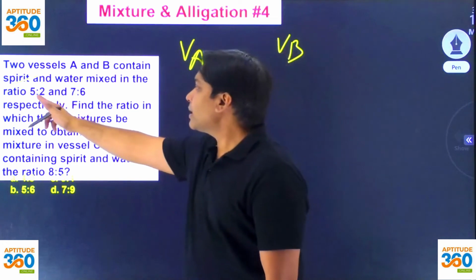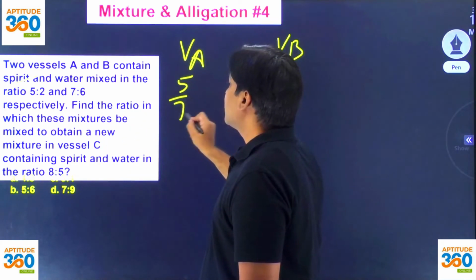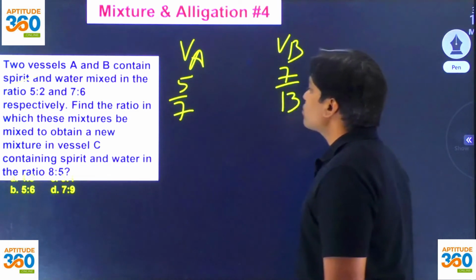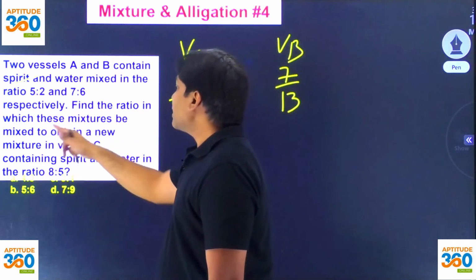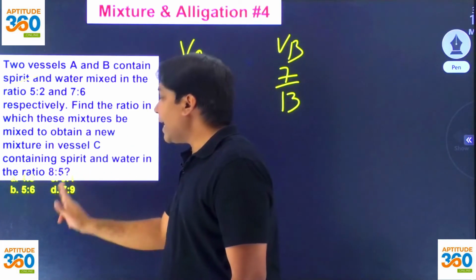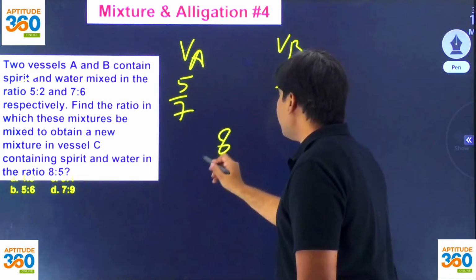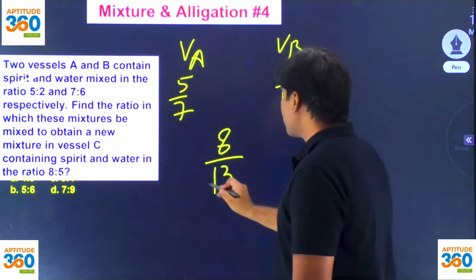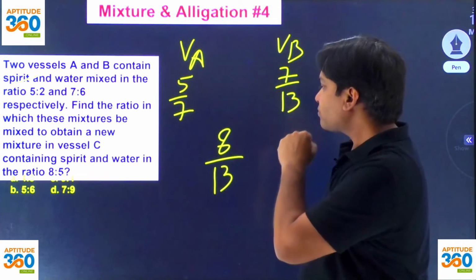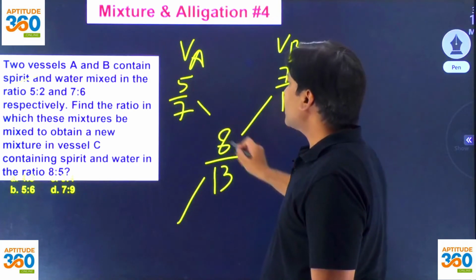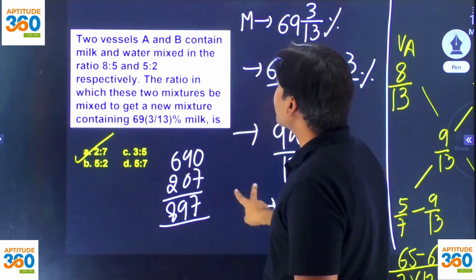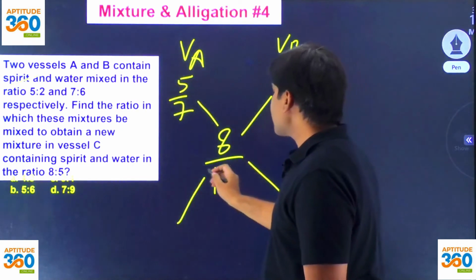वेसल A में स्पिरिट कितना? 5/7. And over here this is going to be what? 7/13. Find the ratio in which, so that spirit and water are in the ratio of 8:5. What is the meaning of writing 8:5? In the mixture it is going to be nothing but 8:13. Can we simplify this? Yes, we can simplify this. So this is going to be, sorry, just a second. Can you simplify this?